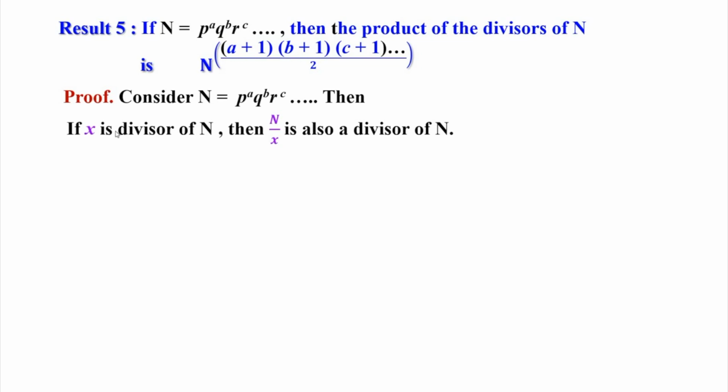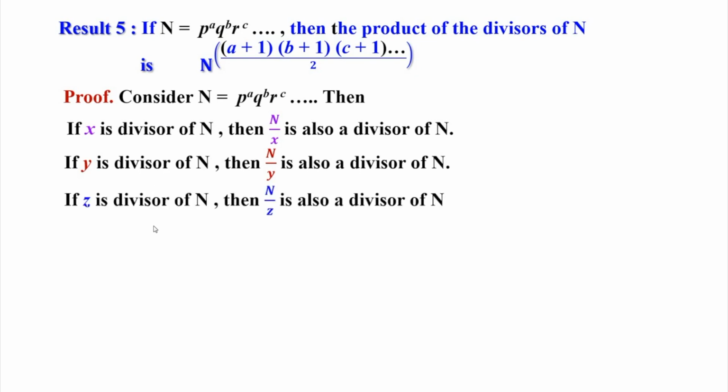Now we note that whenever x is a divisor of n, then n by x is also a divisor of n. Similarly, if y is a divisor of n, then n by y is also a divisor. Similarly, z is a divisor of n, n by z is also a divisor of n. And here we need the product. So when we consider the product, by multiplying these two, we are left with n. Multiplying these two, we are left with n. So how many such numbers will be there? However many divisors there are, so many such n's will be there.